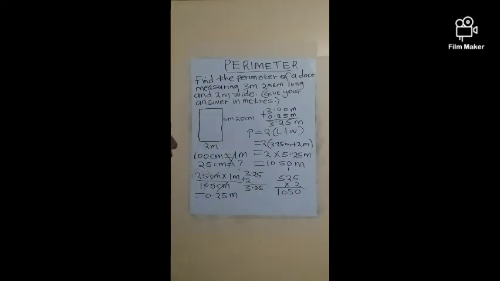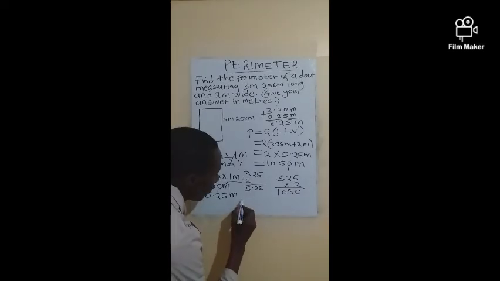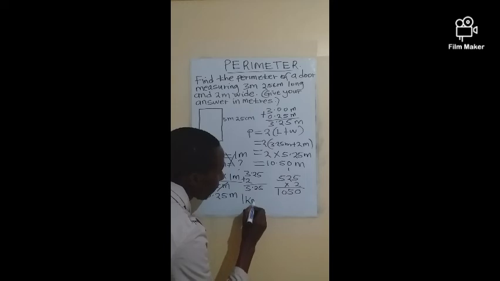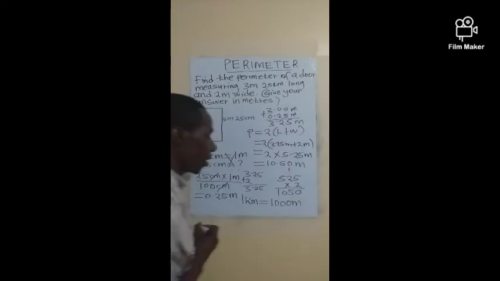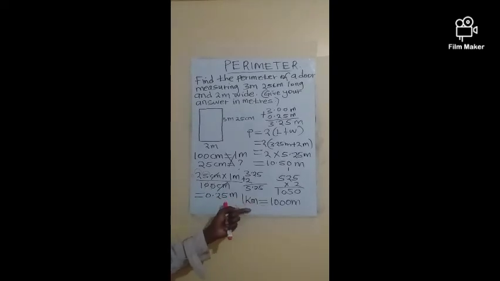Now, that is how you can handle a question having 2 different units in the same question. So with this, I want to remind you that 1 kilometer is equivalent to 1,000 meters, because next time you can find a question dealing with kilometers and meters.